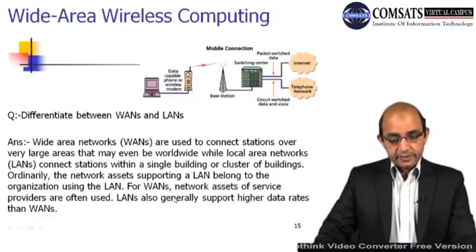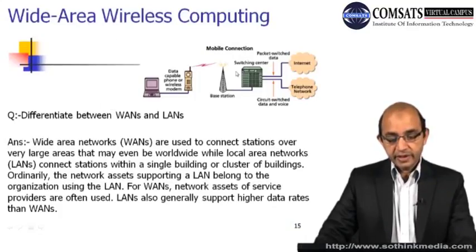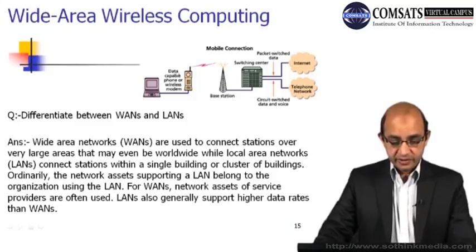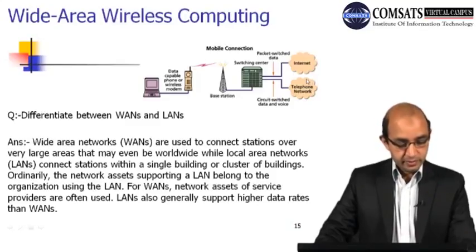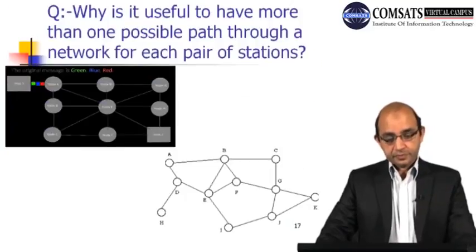Right? So here we have additional information, wide area wireless computing. So you can see that we have the internet, we have the mobile infrastructure, and we have the fixed infrastructure. So base station for cellular communication, and here we have the switching center, right? So here we have wireless computing, but in a different scenario, right?